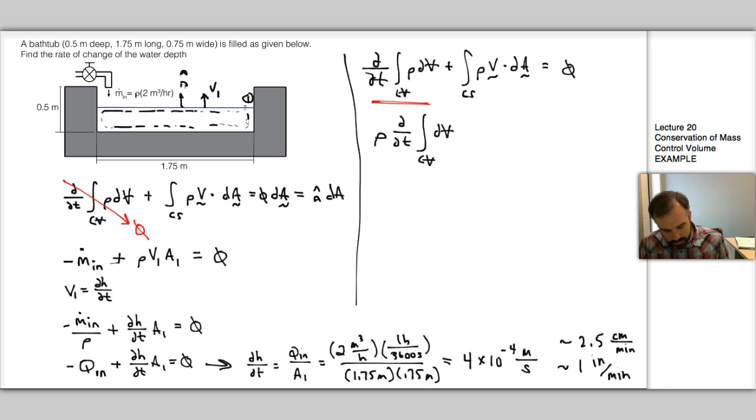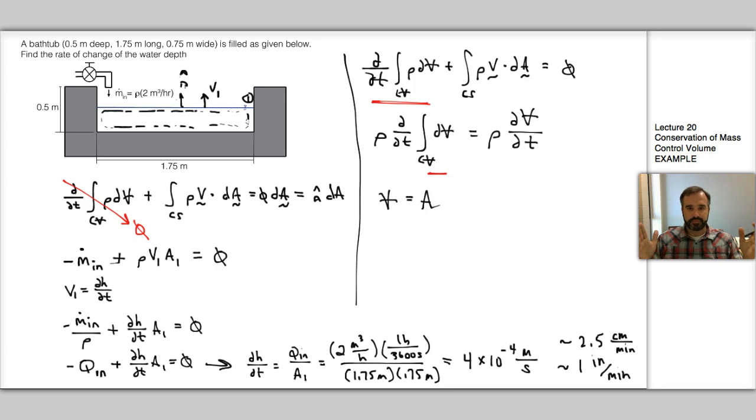Well, this integral right here is simply the volume. So now we can rewrite that as rho dV over dt. The integral of dV is just the volume. And now let's think about what the volume is. This volume that we've defined is equal to the area, 1.75 meters times 0.75 meters, times the water depth h, right?